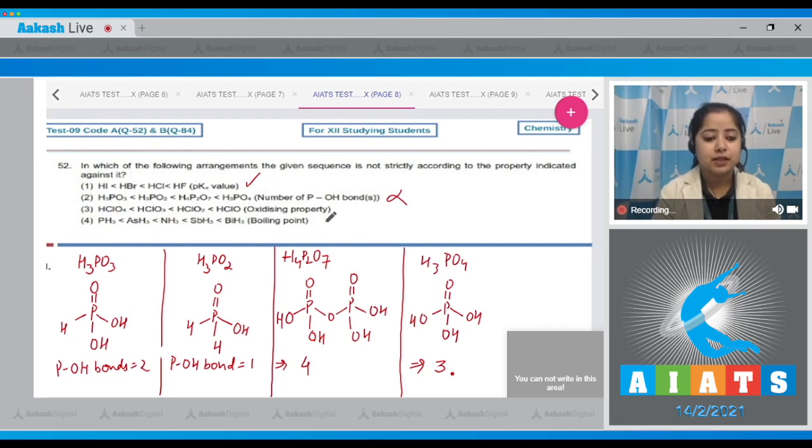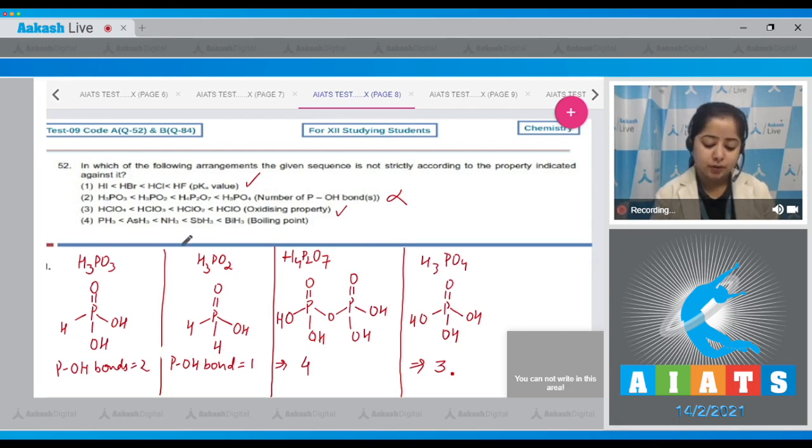Here we are given oxidizing property and the given sequence is HClO4, HClO3, HClO2, HClO, and the order given is for oxidizing property. Student, here the order given is correct, as we know that HClO4 is the weakest oxidizing agent among the given oxoacids of chlorine. On the other hand, HClO is the strongest oxidizing agent.